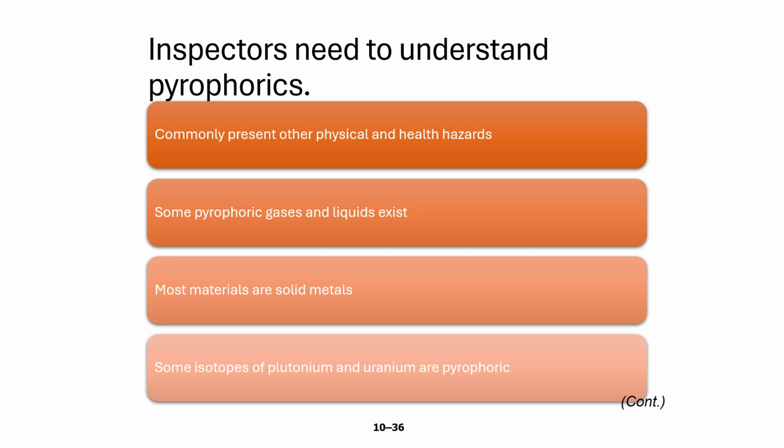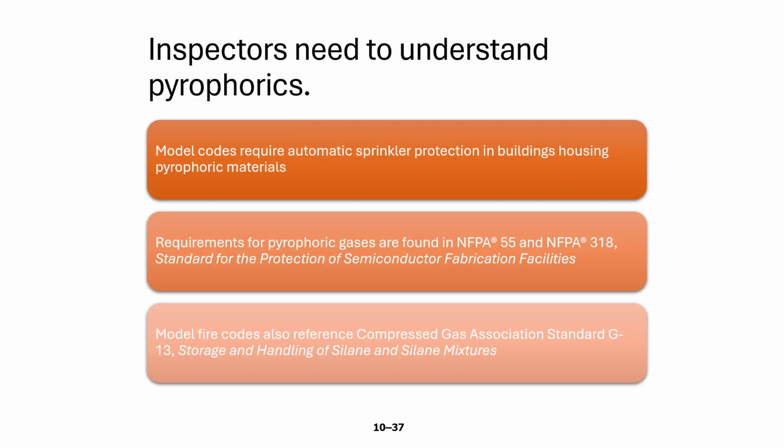Because of their inherent hazards of autoignition, the model codes require automatic sprinkler protection in buildings housing this material. So it's not a matter of thresholds. If it exceeds a certain amount or if it's in a certain building, it needs an approved fire sprinkler system if you're going to store these types of classified materials in your building. In fact, NFPA 1 and the IFC prohibit the storage or use of any pyrophoric material in an unsprinklered building.